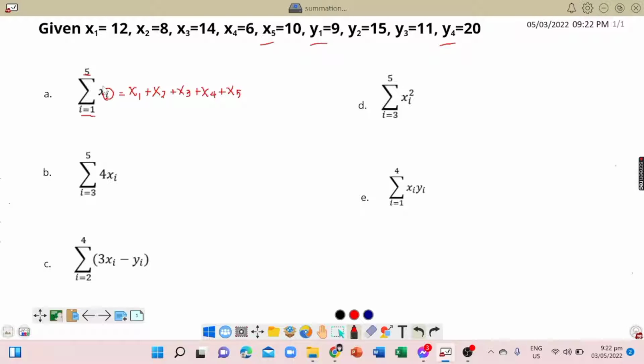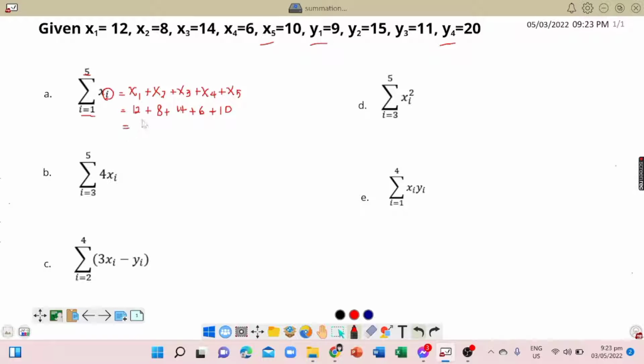So, our ending value is 5, so we end at 5. Now, since we have the given values for each variable, we will substitute. So, x sub 1 is 12. So, 12 plus x sub 2 is 8. So, plus x sub 3 is 14 plus 6 plus 10.